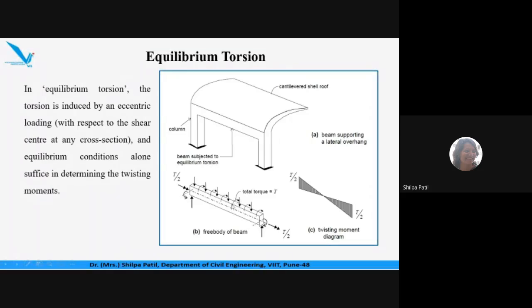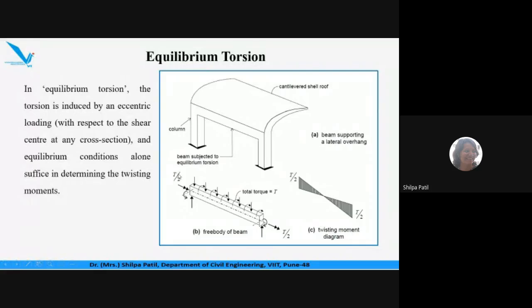So it is shown in this fashion. This particular arrow is showing us the total torsion, which is also called a torque. This torsion is called the equilibrium torsion, which is developed because of the eccentricity of the load. The load is not along the axis of the beam, it is somewhere far away from the axis of the beam, and because of that eccentric loading, a moment is developed, that is your twisting moment or torsional moment, or simply torque. I think the concept of equilibrium torsion is very clear to you.